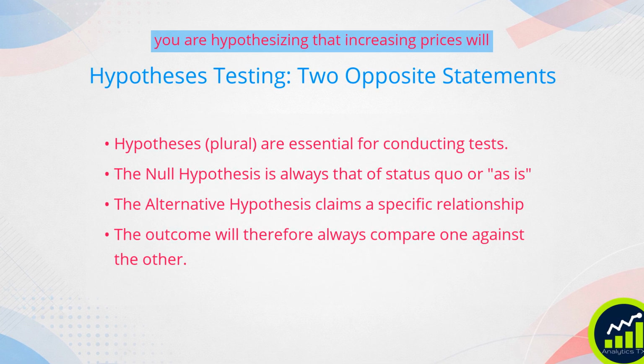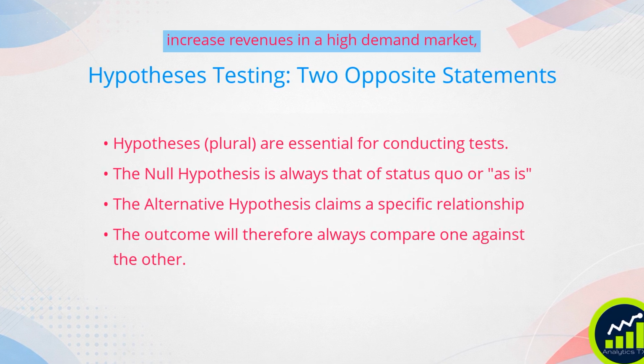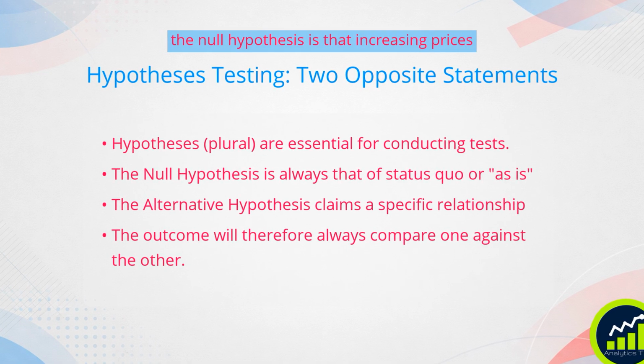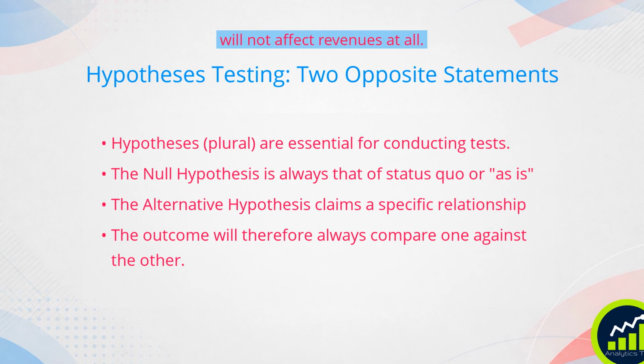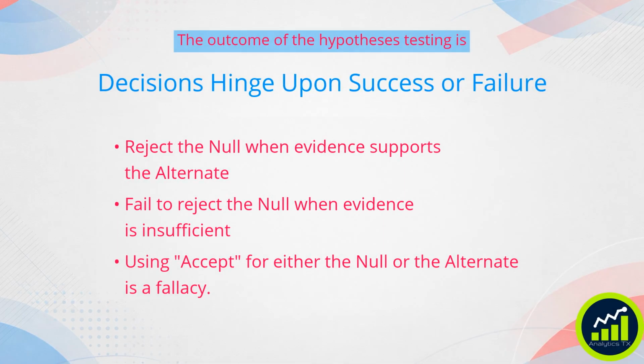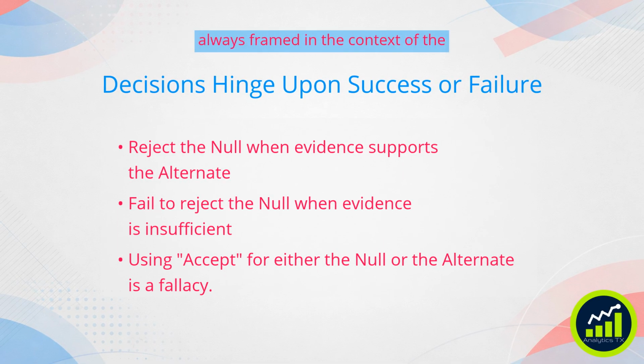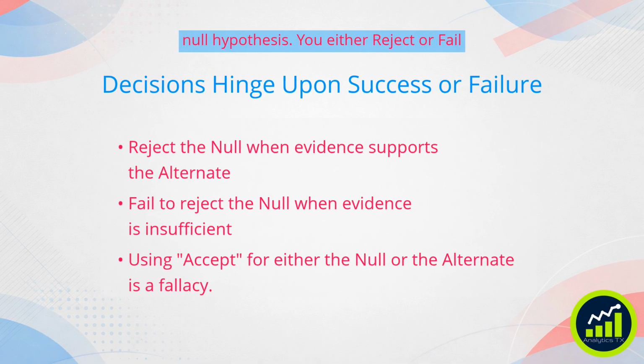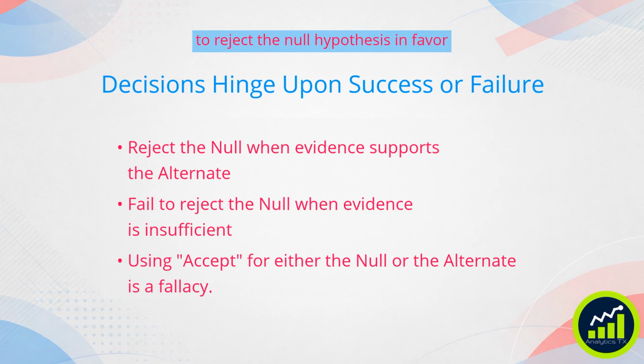If you are hypothesizing that increasing prices will increase revenues in a high-demand market, the null hypothesis is that increasing prices will not affect revenues at all. The outcome of the hypotheses testing is always framed in the context of the null hypothesis. You either reject or fail to reject the null hypothesis in favor of the alternate.